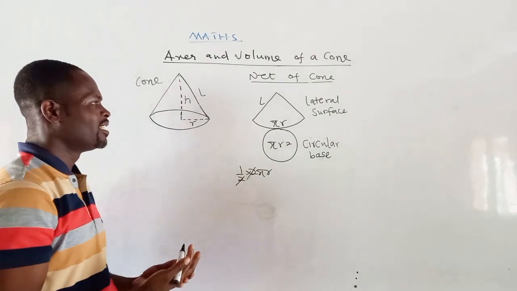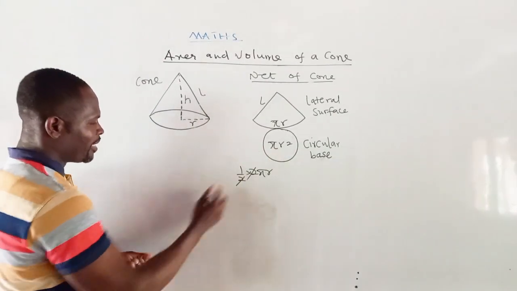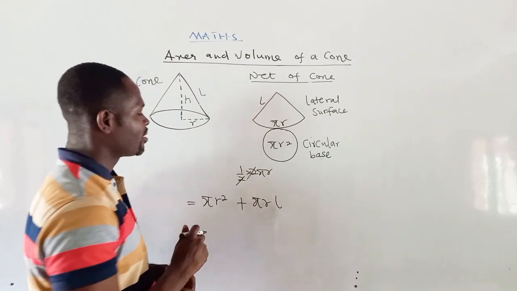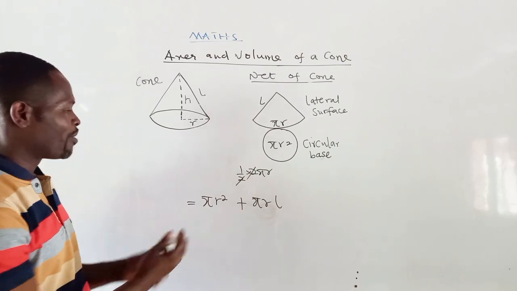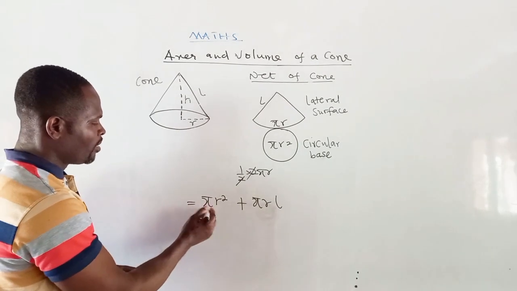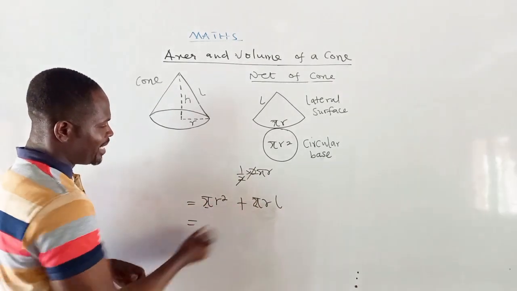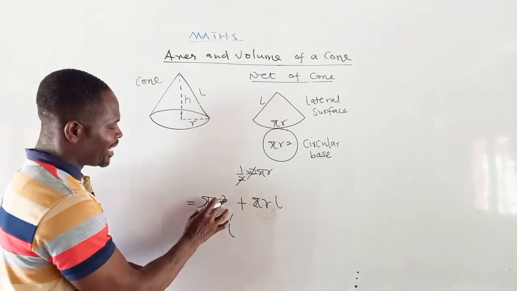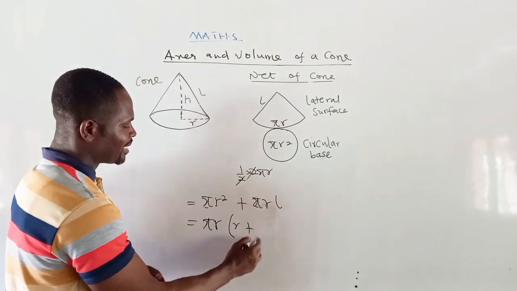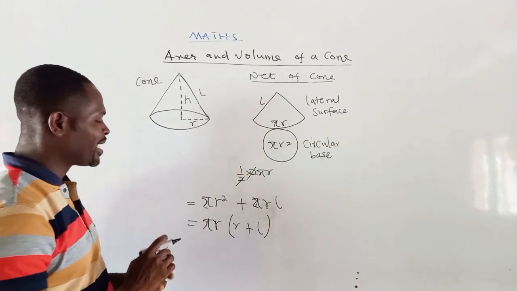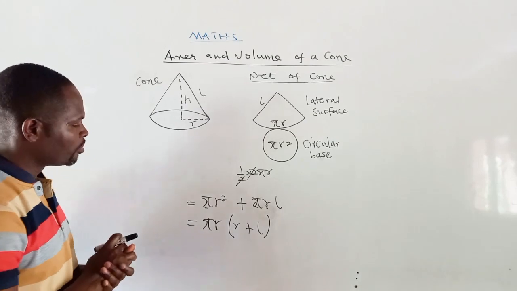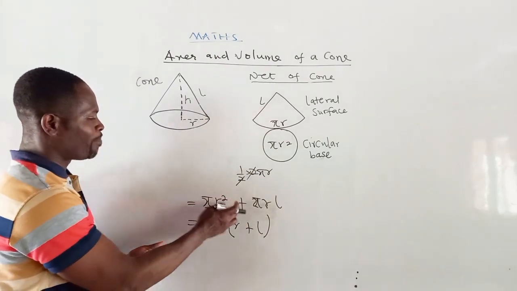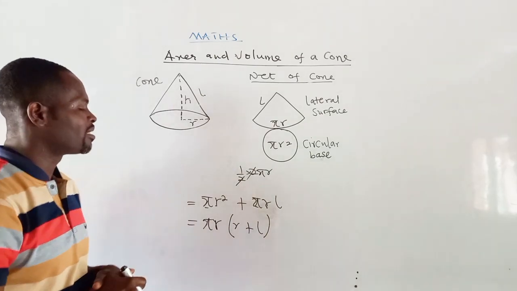So for us to find the total surface area of a cone, we use the formula pi radius squared plus pi radius times the slant height. Now, you can factor this out. We have a pi here and another pi here, and a radius and a radius here. So we can factor out pi radius, then in the bracket we have one radius left, so radius plus the slant height. So the total surface area of a cone is pi radius into bracket radius plus the slant height, or pi radius squared plus pi radius times the slant height.